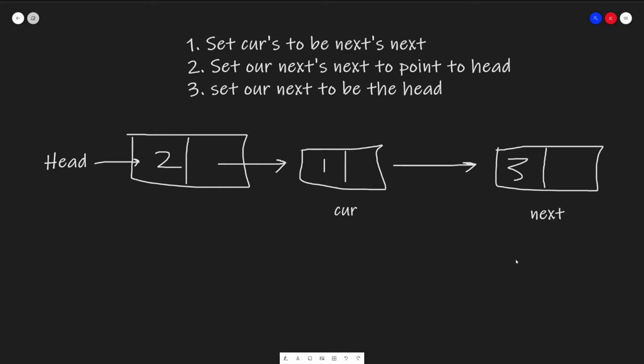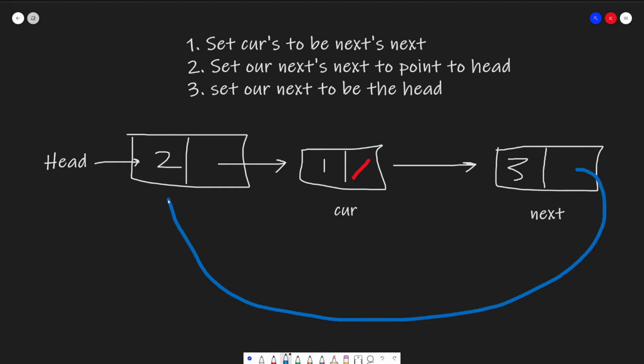And then we can follow the exact same algorithm. We would set current's next to be next's next, which in this instance is nothing. So this would be gone. We would set next's next to point to head because we want to point to whatever was formerly the front of the list. So now this would point to 2. And then finally, we want to set our next to be the head. If we follow this pattern again, we start at head points to 3, 3 points to 2, 2 points to 1, and 1 points to nothing, and then we have reversed our linked list.